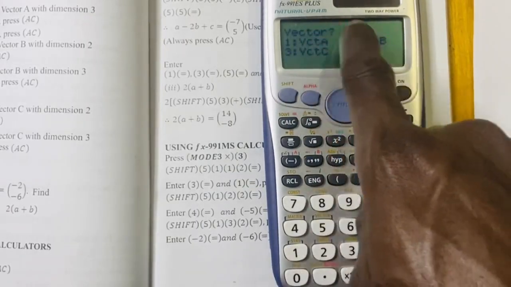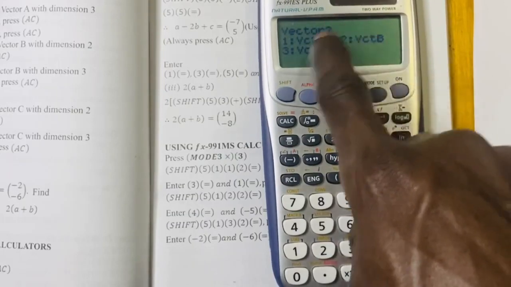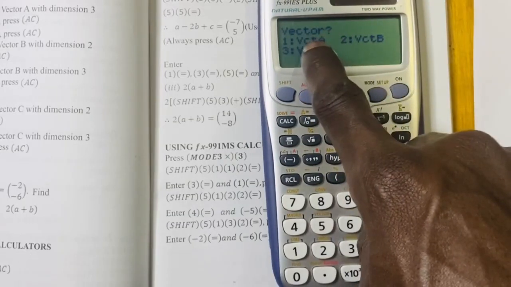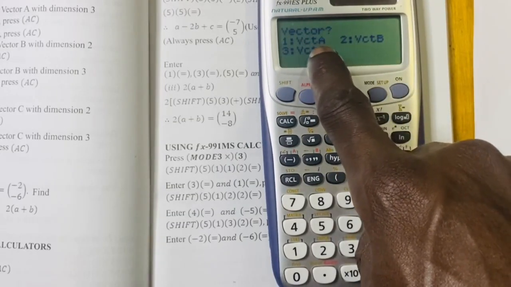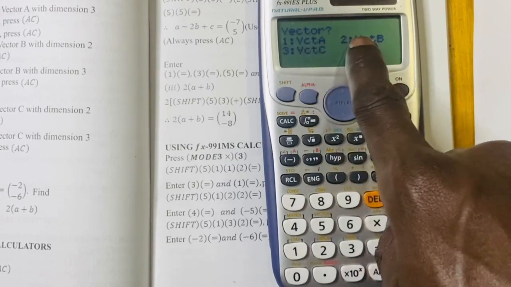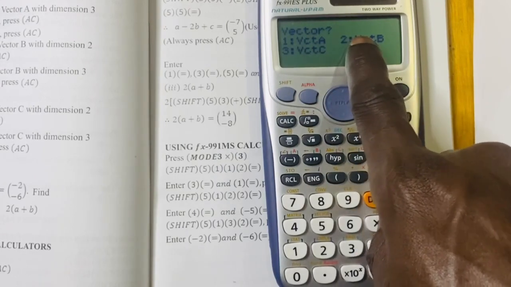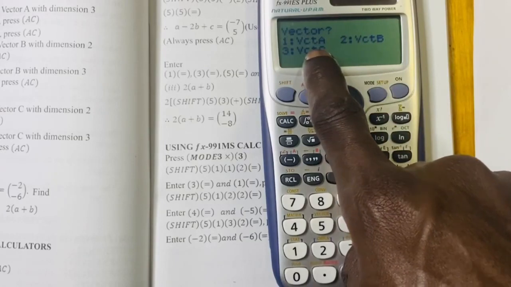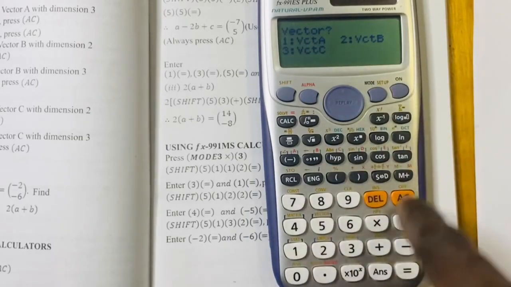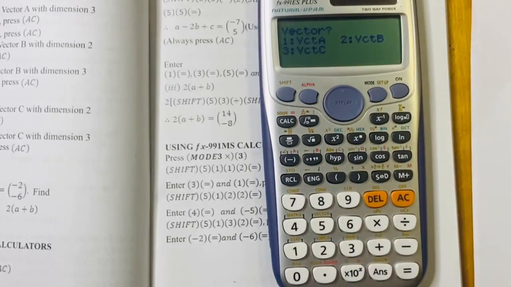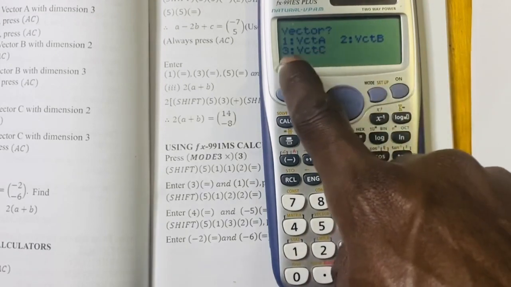Now, if you want to know the dimension, then you go to the dim, which is the 1, and when you select the vector, which one you are looking for. Is it vector A that you are looking for the dimensions, or vector B, or vector C? When you select, you get. So, for example, let's say we are looking for vector C dimensions. Go and pick the 3.